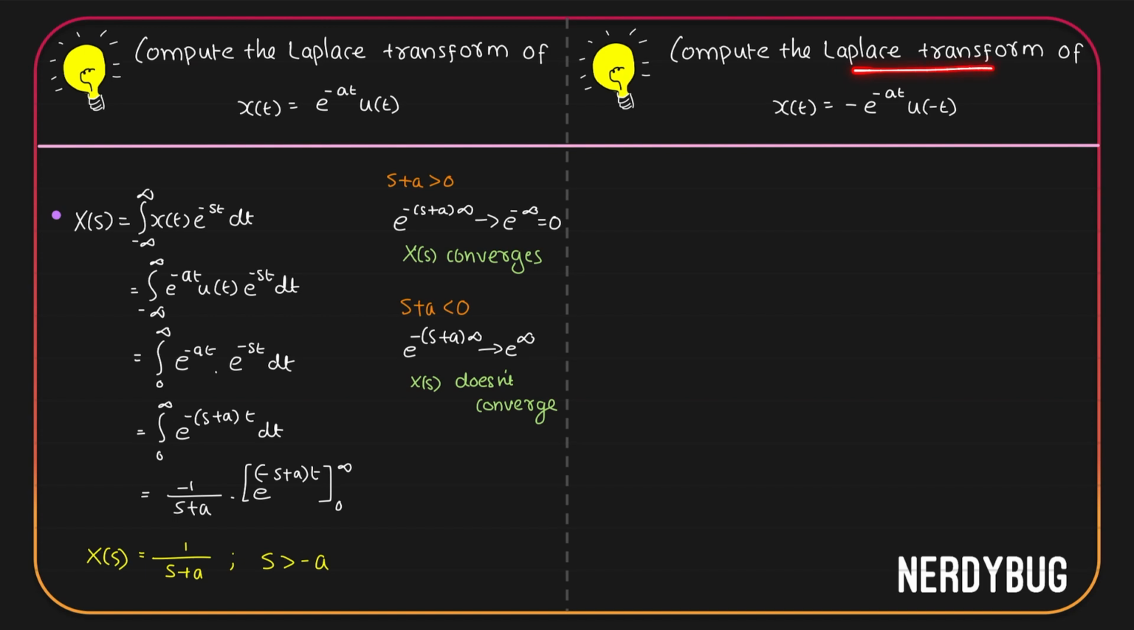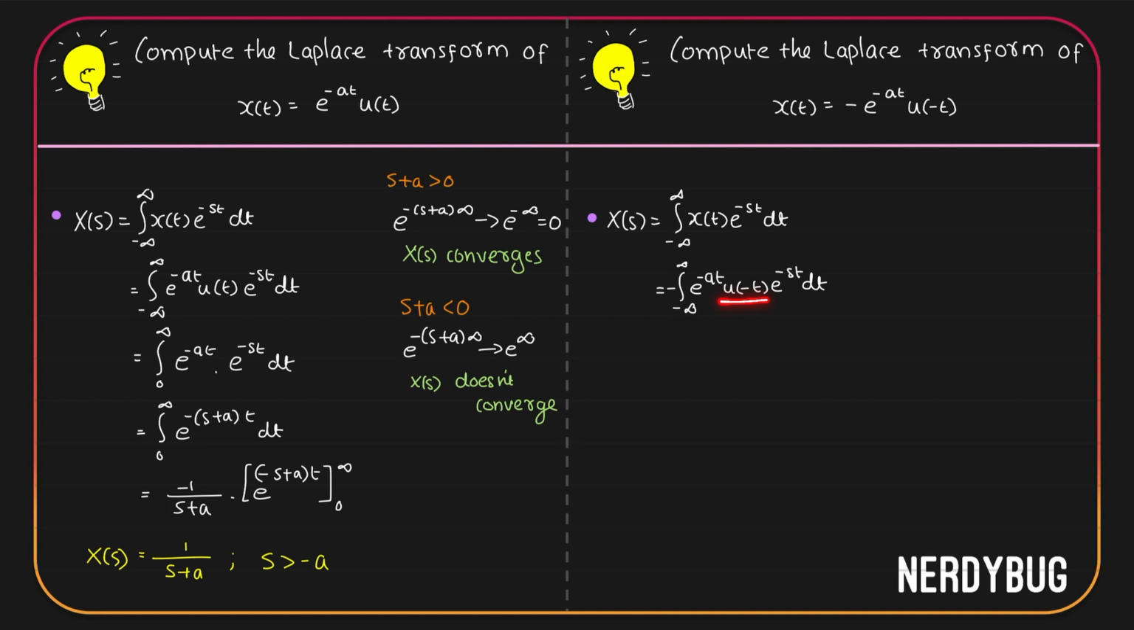In the next problem, we have to compute the Laplace transform of x of t, which is minus e raised to minus at u of minus t. Let us start with the general equation. X of s is equal to integral from minus infinity to infinity x of t e raised to minus st dt. But x of t here is minus e raised to minus at u of minus t. So substituting that, we get integral from minus infinity to infinity, there is a negative e raised to minus at u of minus t e raised to minus st dt.